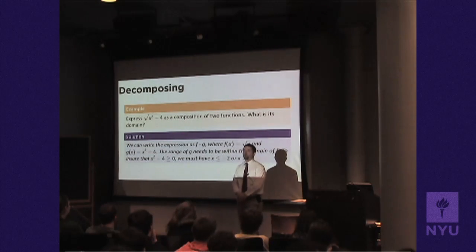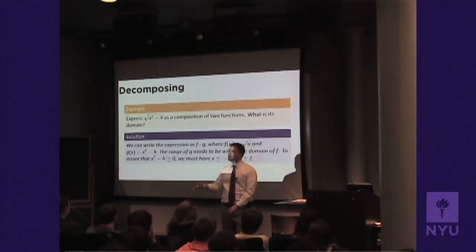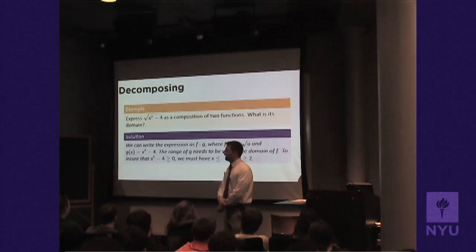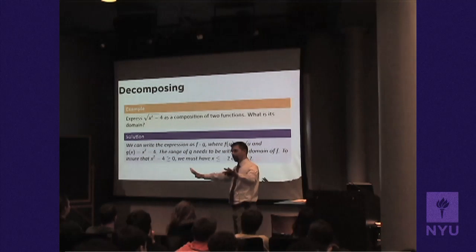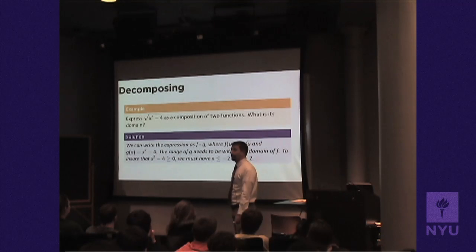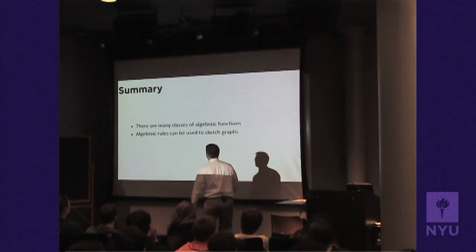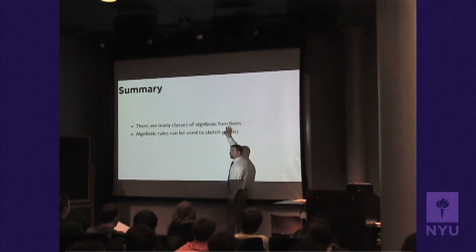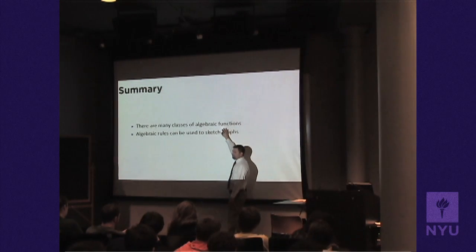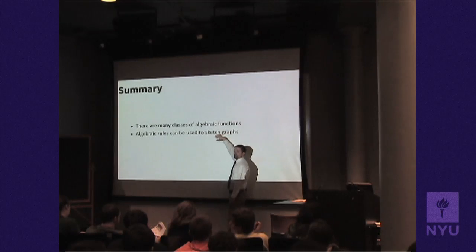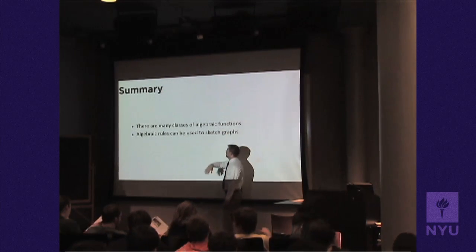Okay? So in composing, you run the output of one function as input to the next function. In decomposing, you try to break it down into pieces so that they compose back to the big function you have to start with. So that is all I've got. Just remember that there are lots of different kinds of algebraic functions and transcendental functions, and you know how to change the graphs of those according to transformations.